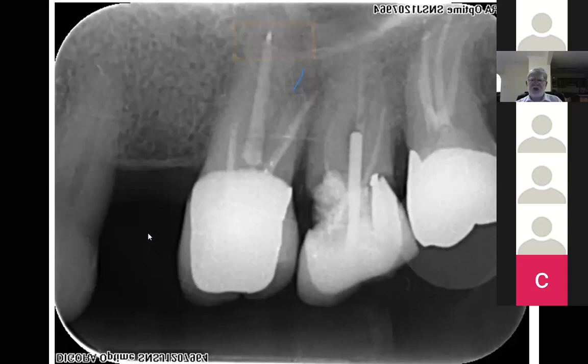Okay, so we've got one response of a questionable, second response poor, coronal seal seems to be poor, not enough remaining tooth structure.